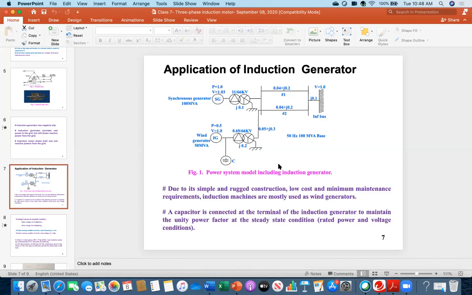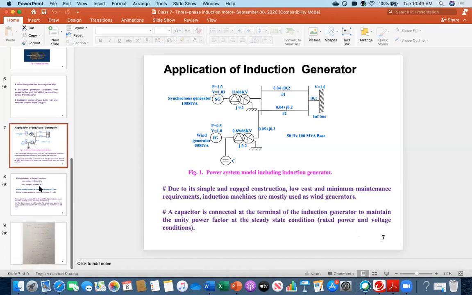At this point, just keep in mind, everybody, that for normal steady state operation of an induction generator, a capacitor needs to be connected at the terminal. And I will be asking you this question: why do you need this? Exactly, you will answer: to maintain or improve the power factor, to make it unity, so that you can maintain rated voltage and rated power. That's the thing.